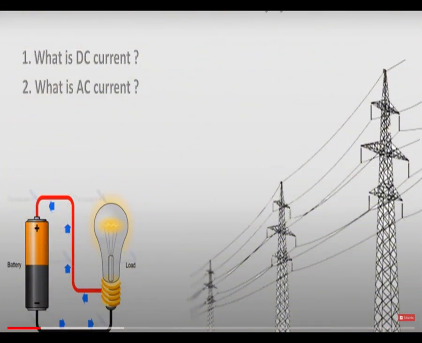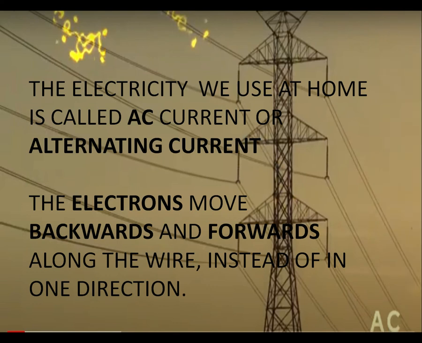Now I would like to share about what is DC current and what is AC current. The electricity we use at home is called AC current, or alternating current. AC stands for alternating current. Again, the electricity we use at home is called AC current or alternating current.